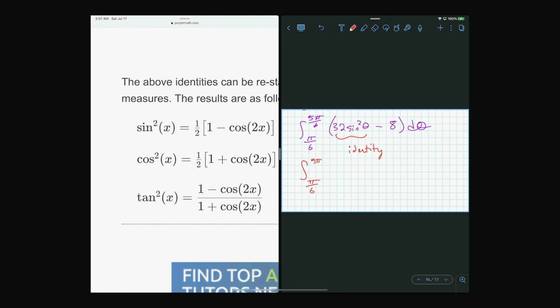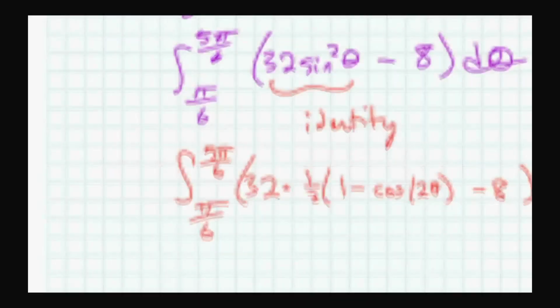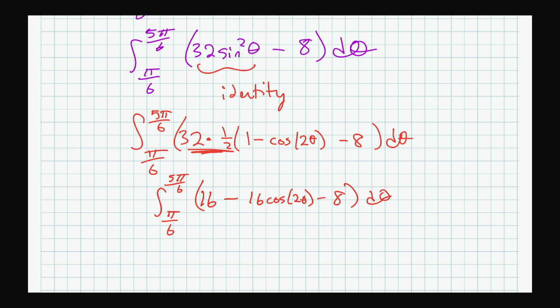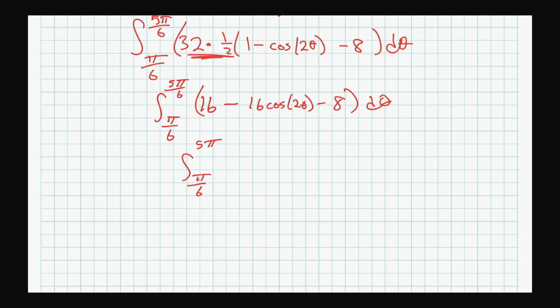So the integral from pi over 6 to 5 pi over 6 of 32 times 1/2 times 1 minus cosine 2 theta, and then minus 8 d theta. I did it that way so I could do 32 times 1/2 and get 16 right away. But actually, now I want to just multiply that out. So 16 times 1 is 16. 16 times cosine 2 theta is 16 cosine 2 theta. Then, of course, minus 8. And the reason I want to do that is because 16 minus 8 is 8. So I wanted to combine these. So we have 8 minus 16 cosine 2 theta.